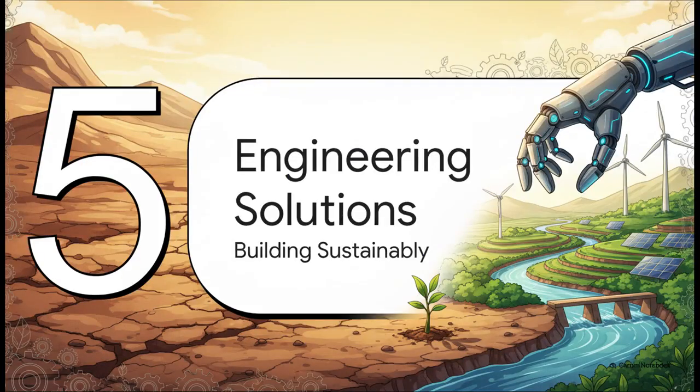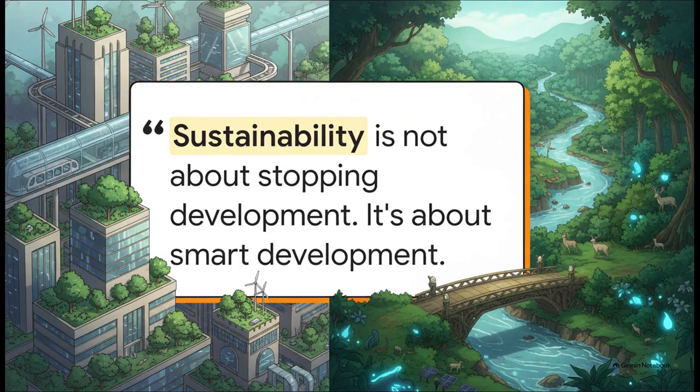Section 5. Sustainable Engineering Solutions. Now, I know that all sounds pretty grim, but this explainer is really about empowerment. I want to share a quote from Dr. Arun that perfectly nails our core philosophy today. Sustainability is not about stopping development. It's about smart development. As professionals and future builders, your job isn't to halt human progress. It's to realize that we're an active part of this ecosystem, and we need to design our modern world to work with the land, not against it.